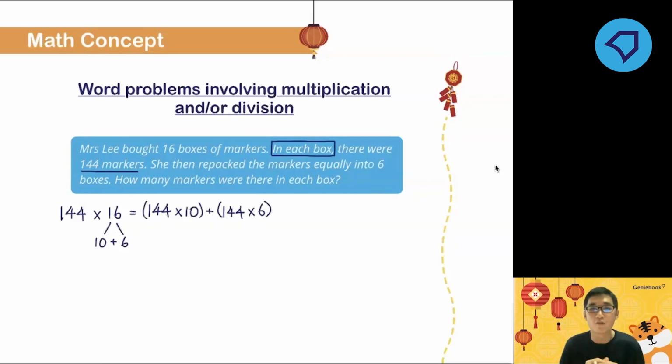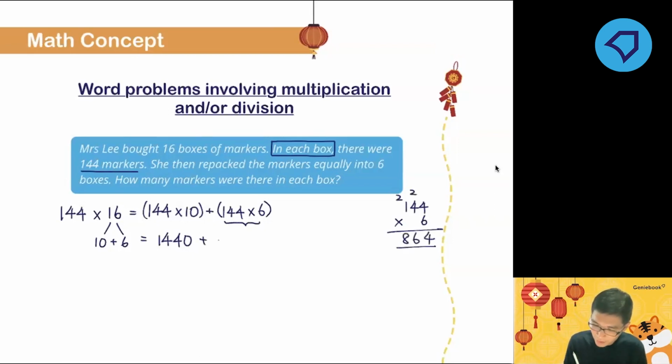So what is 144 times 10? Can you all tell me in the chat? It's indeed 1,440. Whenever you multiply by 10, you just add a 0 to the back of the answer. Then you are left with this part, where you can just do simple multiplication on a piece of paper. We will get 864. The last thing we need to do is add them together. 1,440 plus 864, we get 2,304.